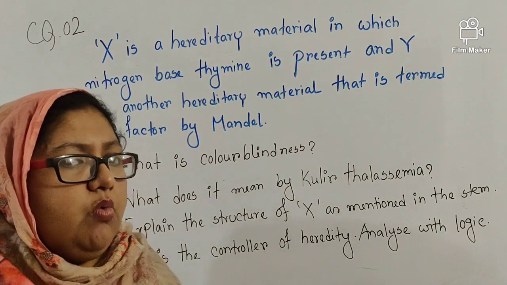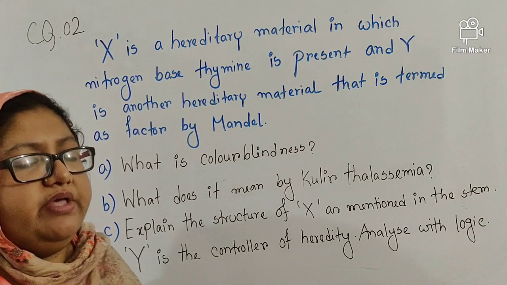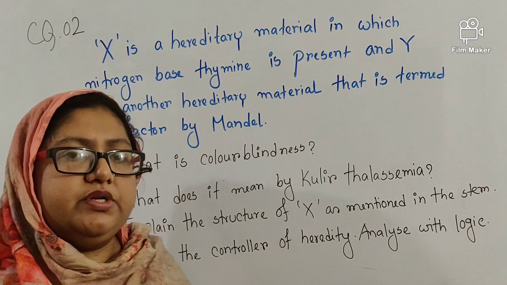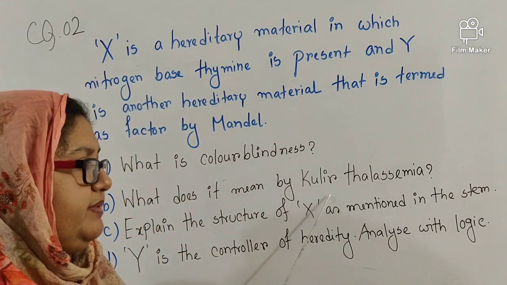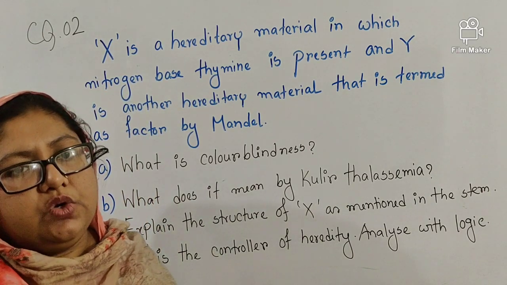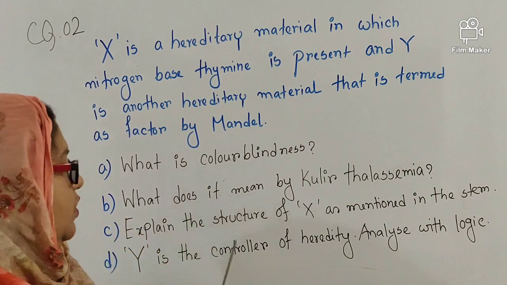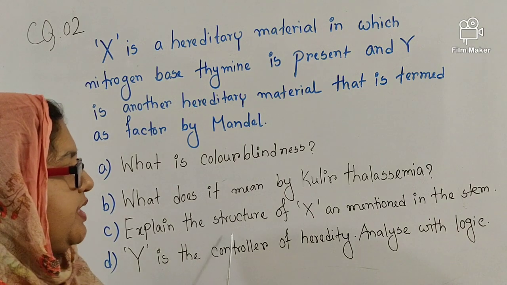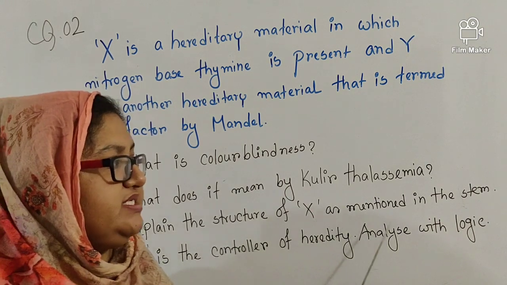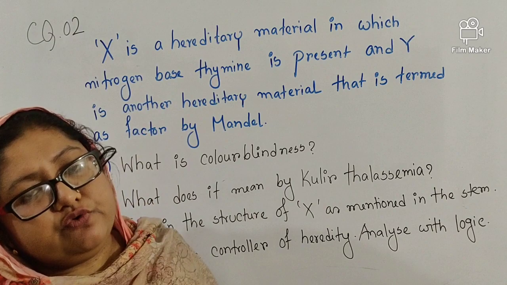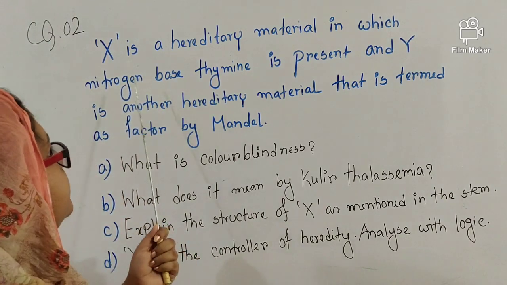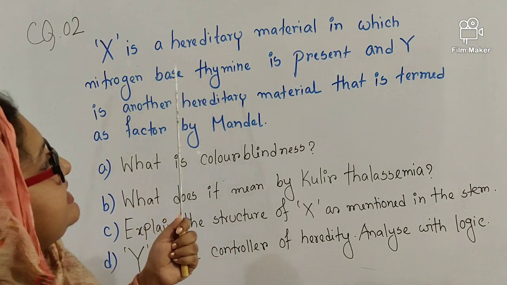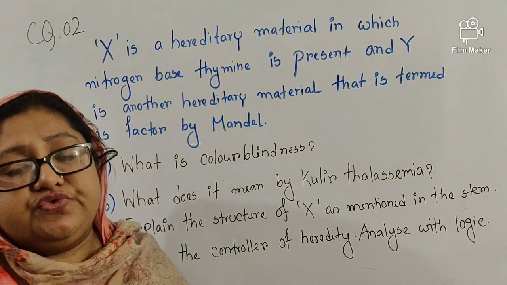So my dear students, what does it mean by Cooley's thalassemia? When this question is asked, you will first write the definition, then you will write that this beta thalassemia is also known as Cooley's thalassemia. Now, creative question C. Explain the structure of X as mentioned in the stem. As I told you at the beginning of this question, X indicates the DNA, the structure of DNA.